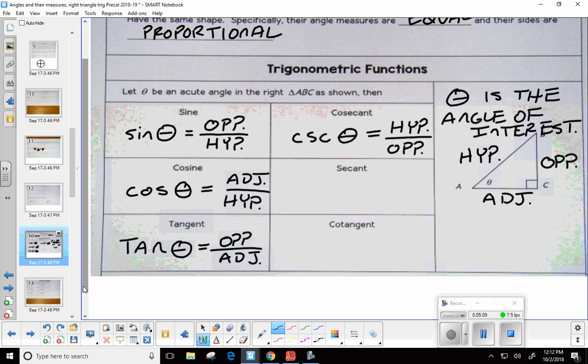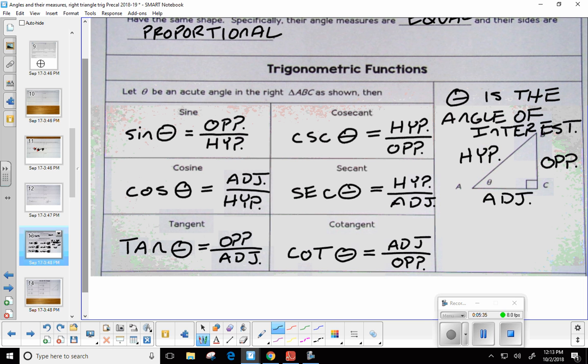So cosine is the reciprocal of secant, and we abbreviate that SEC. And what would its ratio be? Hypotenuse over the adjacent side. And finally, we have cotangent being the reciprocal of tangent. We abbreviate it COT, and it would be the adjacent over the opposite. There we go. The adjacent over the opposite. Okay.